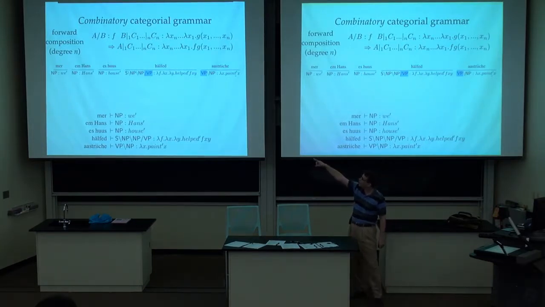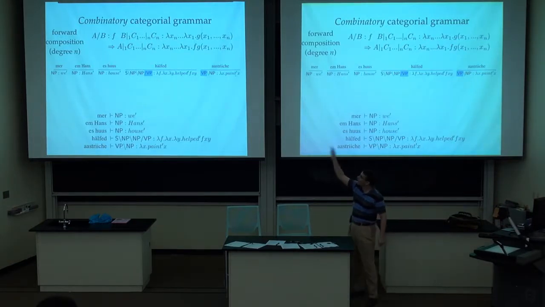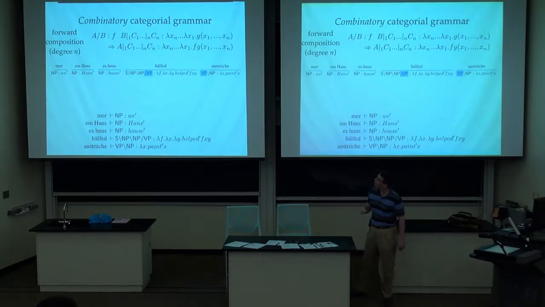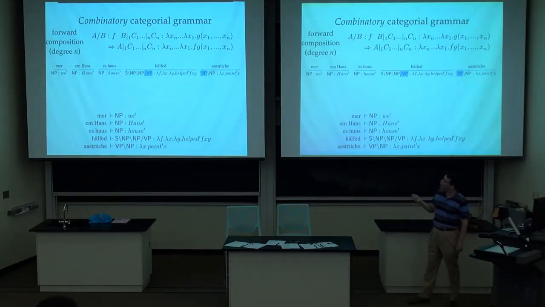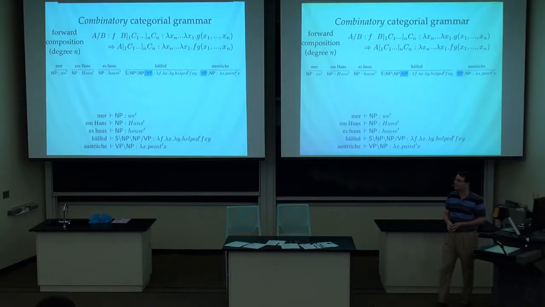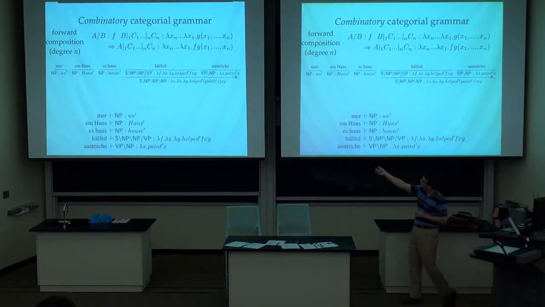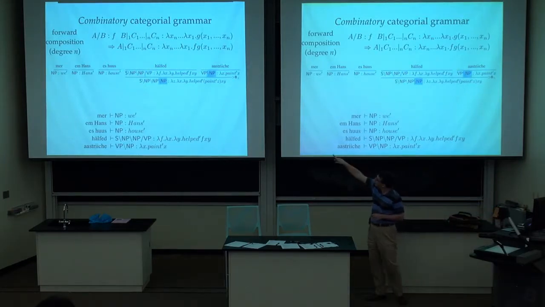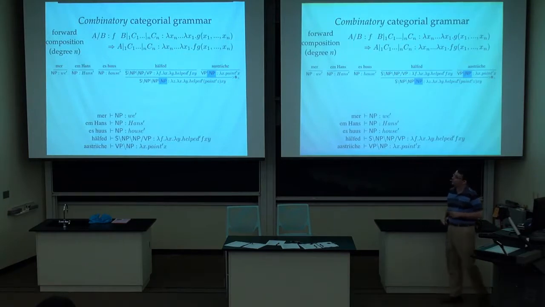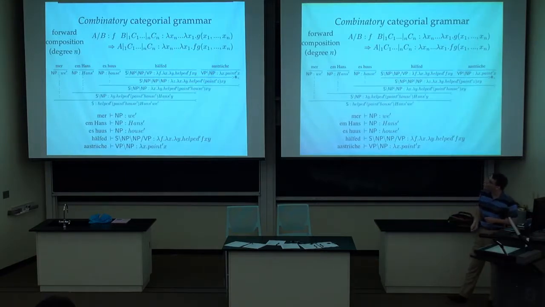It says, if I see an A slash B on the left, and a B with some non-empty stack of argument categories next to it, I'm basically going to remove B from A's stack, and I'm going to push the remaining arguments on B's stack onto A. So here's what happens. I make this inference, and what you want to see here is that this NP that was part of VP's argument stack basically just gets pushed onto S's stack. So it gets carried up. And so now the rest of this derivation is a straightforward categorical derivation.